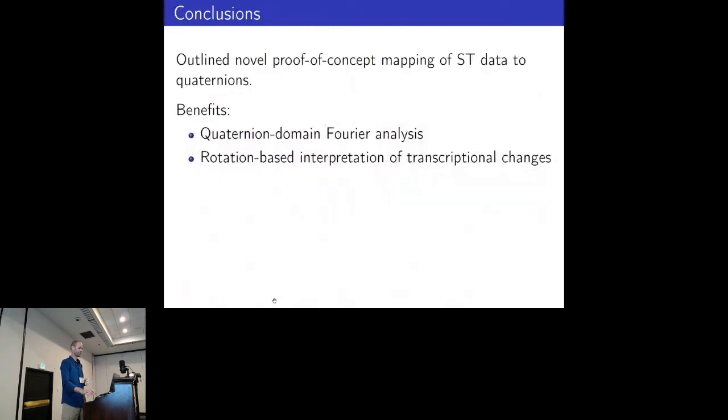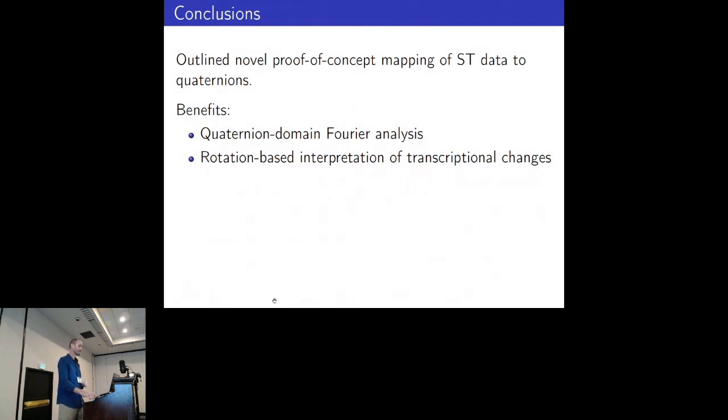Okay, so just in conclusion, this paper outlined a novel, and I would say still very much proof of concept exploratory mapping of transcriptomics data, specifically spatial transcriptomics, to quaternions. There are two main benefits. One, it allows you to turn your spatial transcriptomics data, this approximate reduced dimensional representation of it, into a matrix of quaternions, and then you can do all these Fourier-based analyses on that. And I think it also has this nice interpretation of rotations.